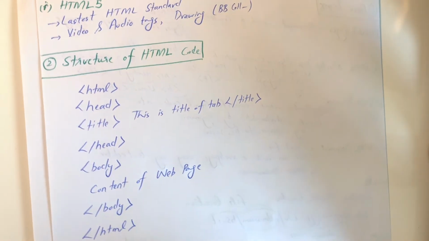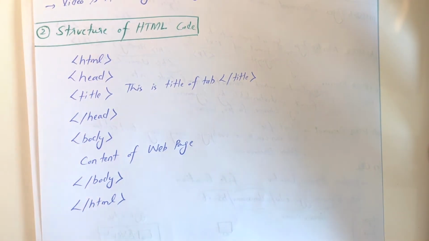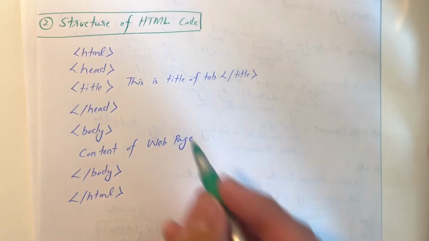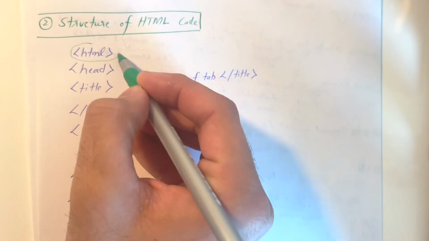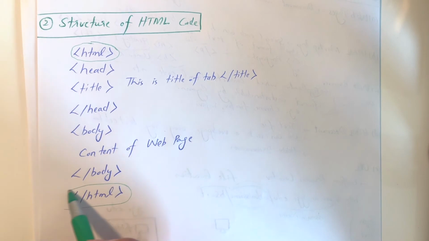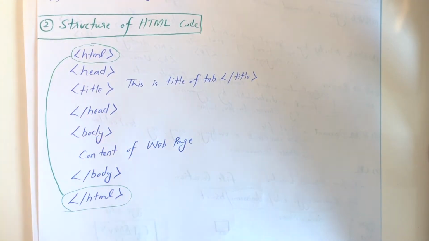Let's move on to the last agenda item, the structure of HTML code. This is a typical form of a web page. Let me just quickly explain it to you. Whenever you create a HTML or a web page, this is how the web page will look. We will start with the HTML code. It will have a starting tag and a closing tag. You can see a pair, the starting and the closing tag with a forward slash.